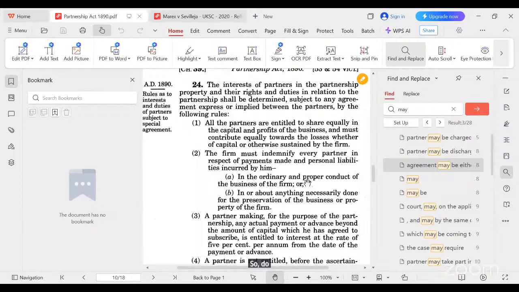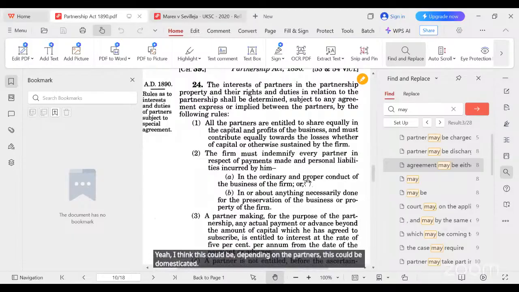So do you think the partners should change this rule? Yeah, I think, depending on the partners, this could be domesticated. So don't rush the answer, so that we can get it. Okay, yeah, I said depending on the partners, this rule could be domesticated, and that's because of capacity.